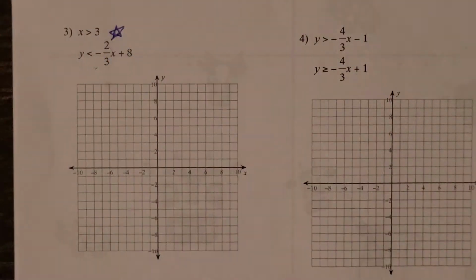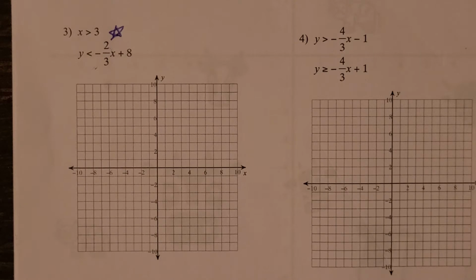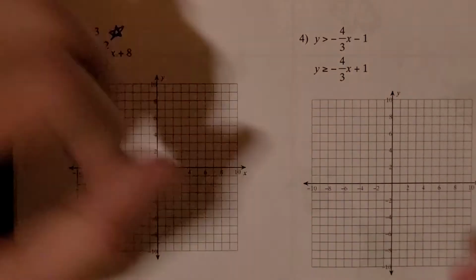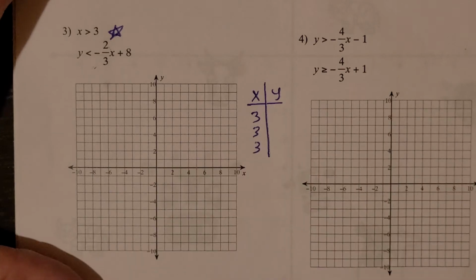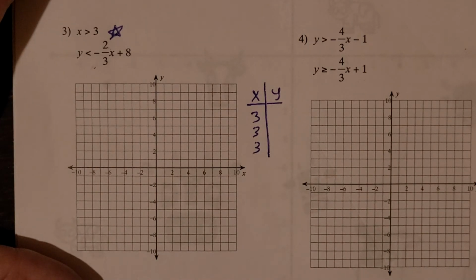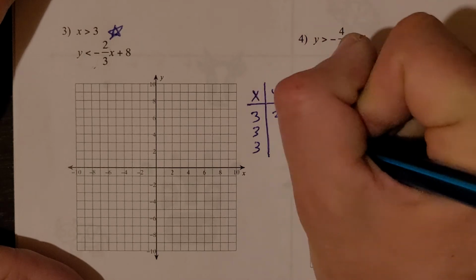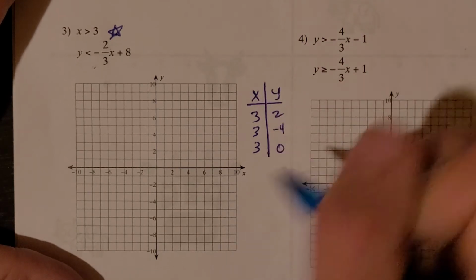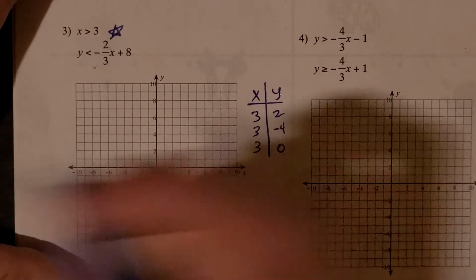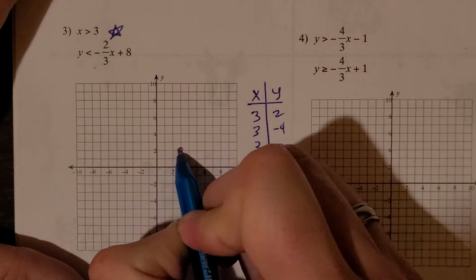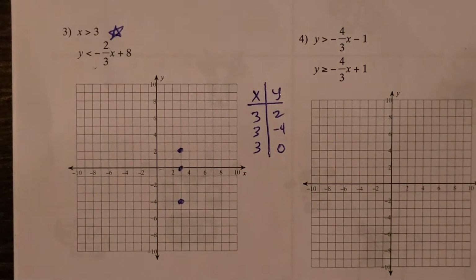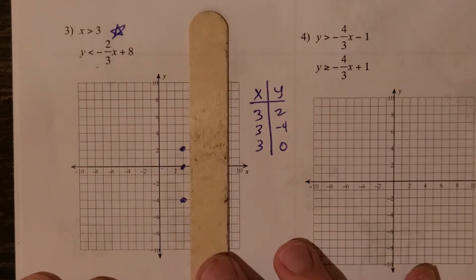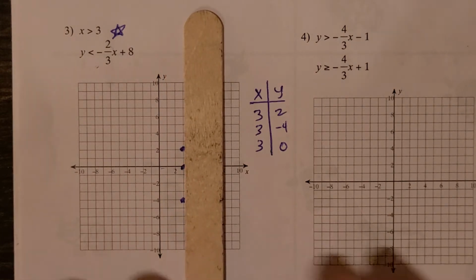X is greater than 3. How am I supposed to graph x is greater than 3? Well, if I were to pretend for a hot second it said x equals 3, that means I could make a t-chart and I could say, well, I know x has to be 3 no matter what. Y, on the other hand, could be anything. It could be a 2, it could be a -4, it could be a 0, whatever. Then I can graph those points: (3, 2), (3, -4), (3, 0), and then hopefully you can see it's a line that's straight up and down on the value of x equals 3.